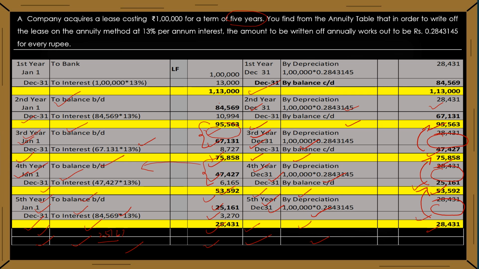When you add the debit side, you get 28,431. Similarly, credit side also 28,431. So the lease account is balanced. Always lease account will be balanced at the end of the life of the lease. That should be noted and it's very important.